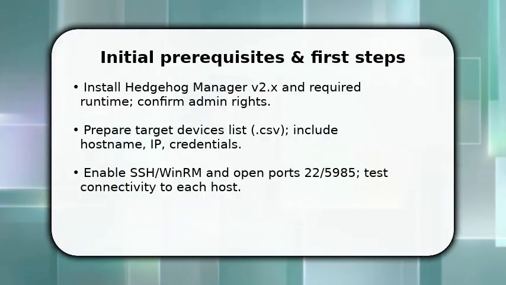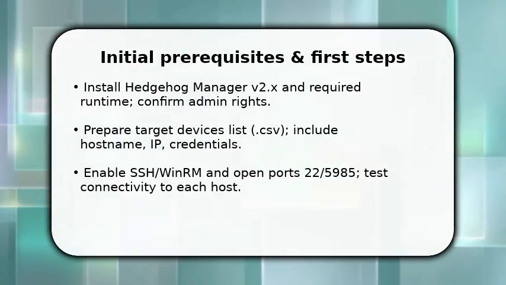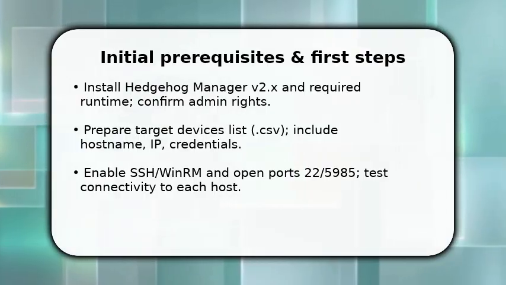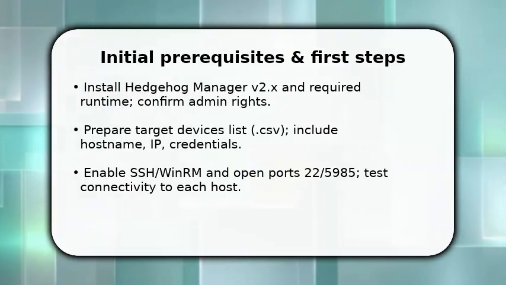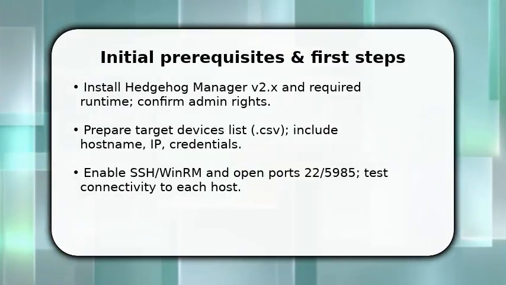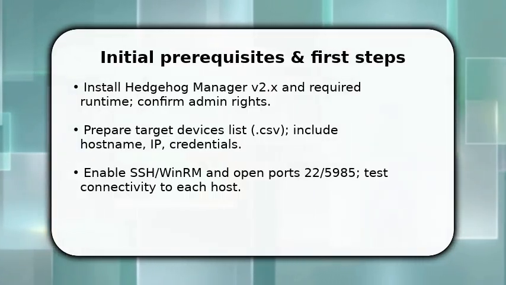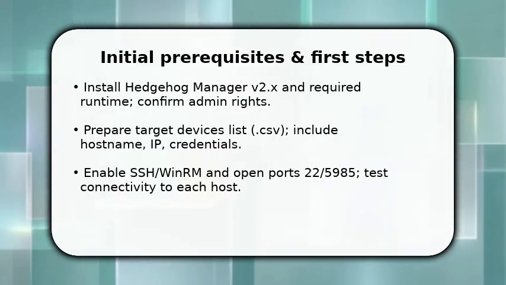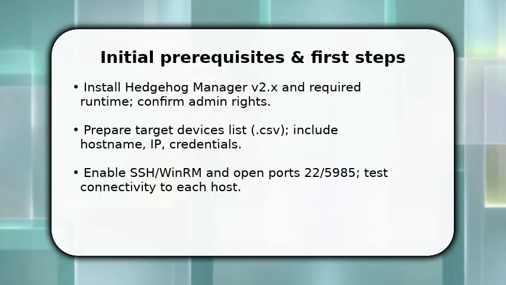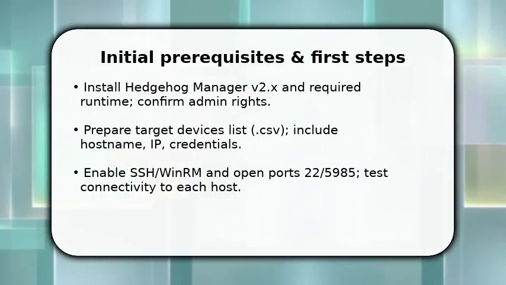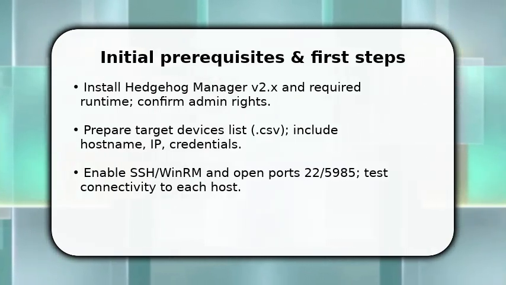You start by confirming the essentials: Hedgehog Manager installed, admin privileges granted, and the runtime components present. Next, import or create your target inventory file with host names, IPs, and credentials. This speeds deployment. Once done, enable remote access on each machine, SSH for Linux or WinRM for Windows, and open ports 22 or 5985. Make sure to run quick connectivity tests from Hedgehog to confirm reachability before proceeding. If any host fails, address network or credential issues now.